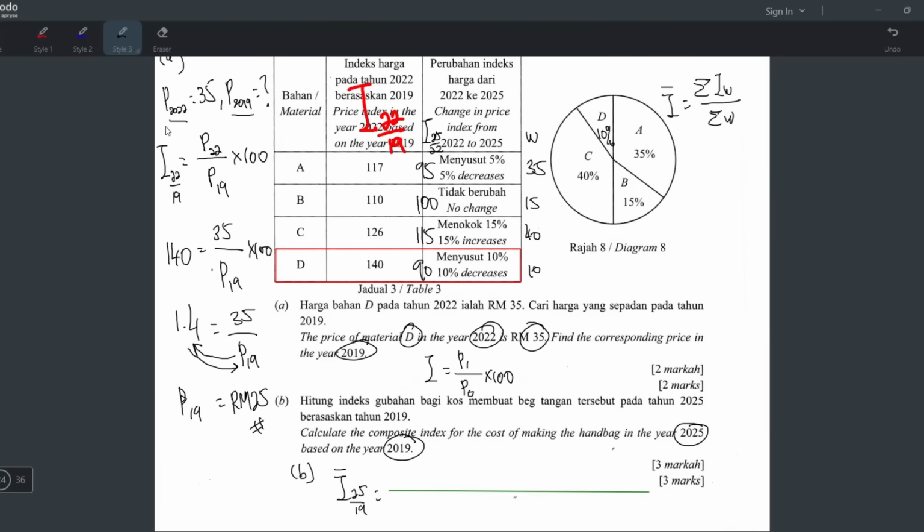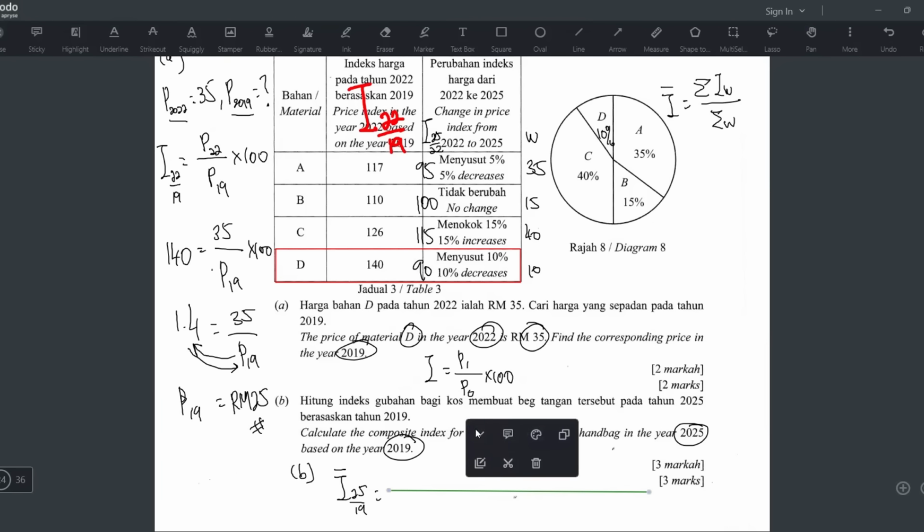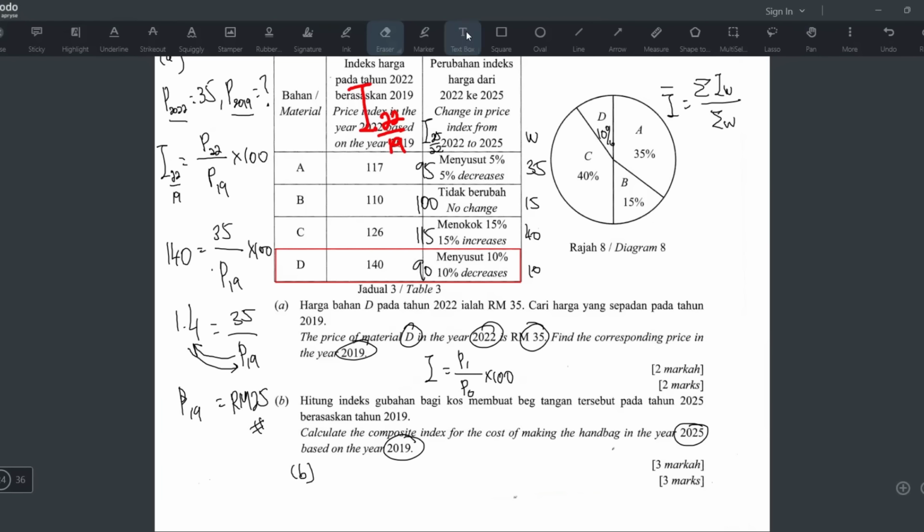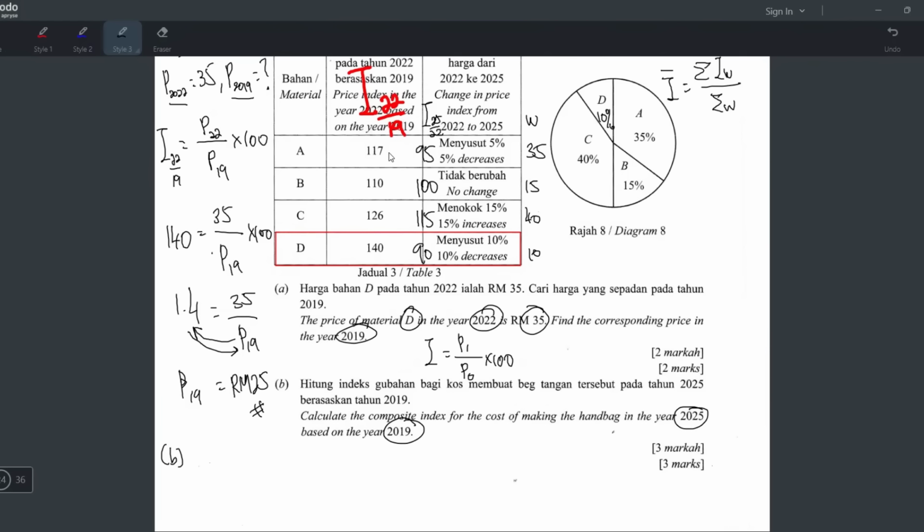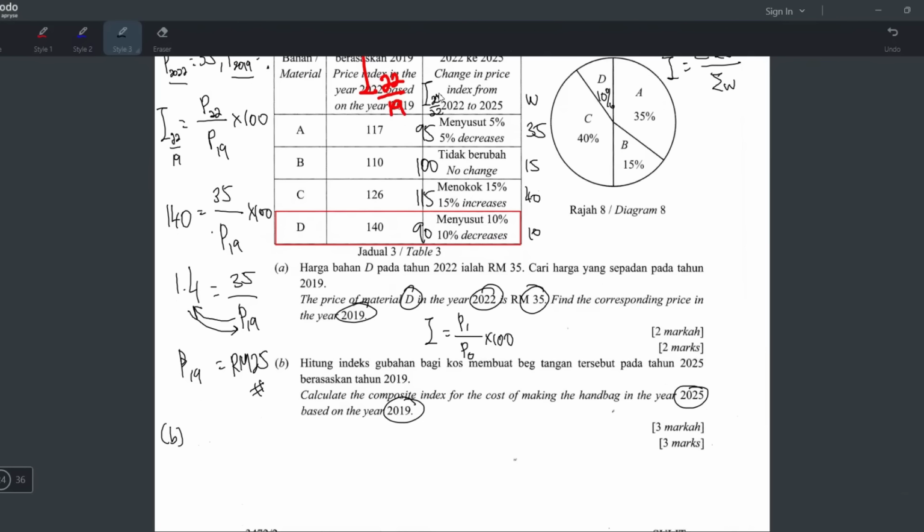Okay, so dia tanya macam ni. Alright, so I think I have to erase all this already. Wait. So I have to erase this. You know why, right? Because we need to find the I for 2519 first. So what we have to do from B here is we have to do smiley face, because we have 2219 and 2522.